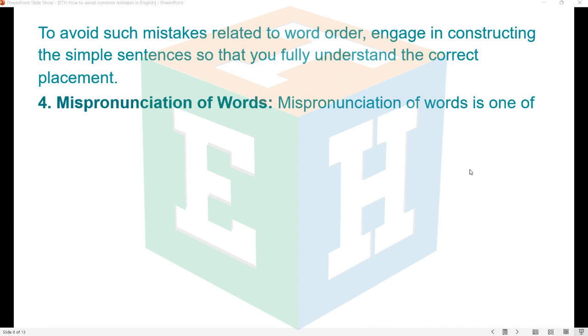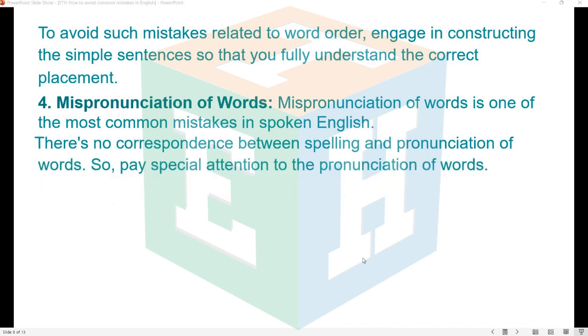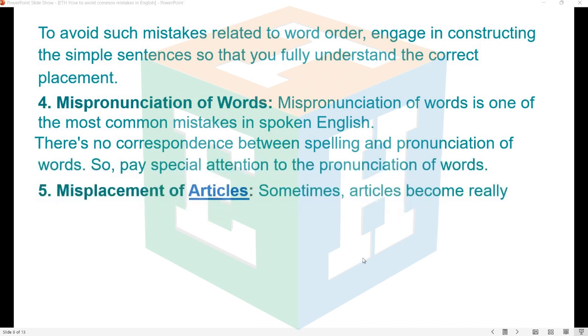Number 4, mispronunciation of words. Mispronunciation of words is one of the most common mistakes in spoken English. There's no correspondence between spelling and pronunciation of words, so pay special attention to the pronunciation of words.